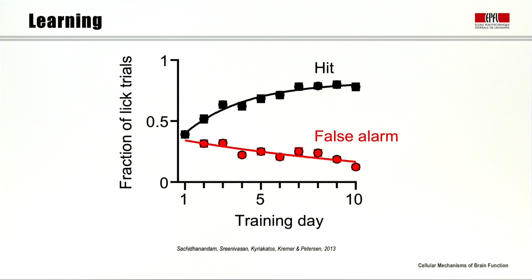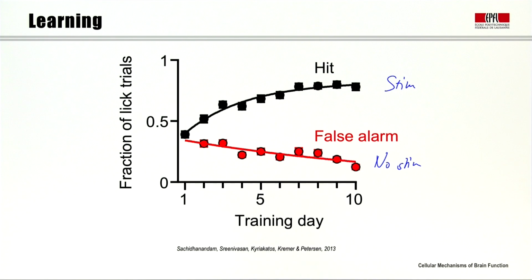On the first day, when the animal goes into the behavioral apparatus, the animal knows that licking is a good thing, that it sometimes gets reward when it licks, but it doesn't know when. It has no idea that the whisker stimulation is a cue to initiate licking, and that when there's no stimulation, there's no reward that's going to happen. And so it licks just as much on stimulation trials as on no stimulation trials.